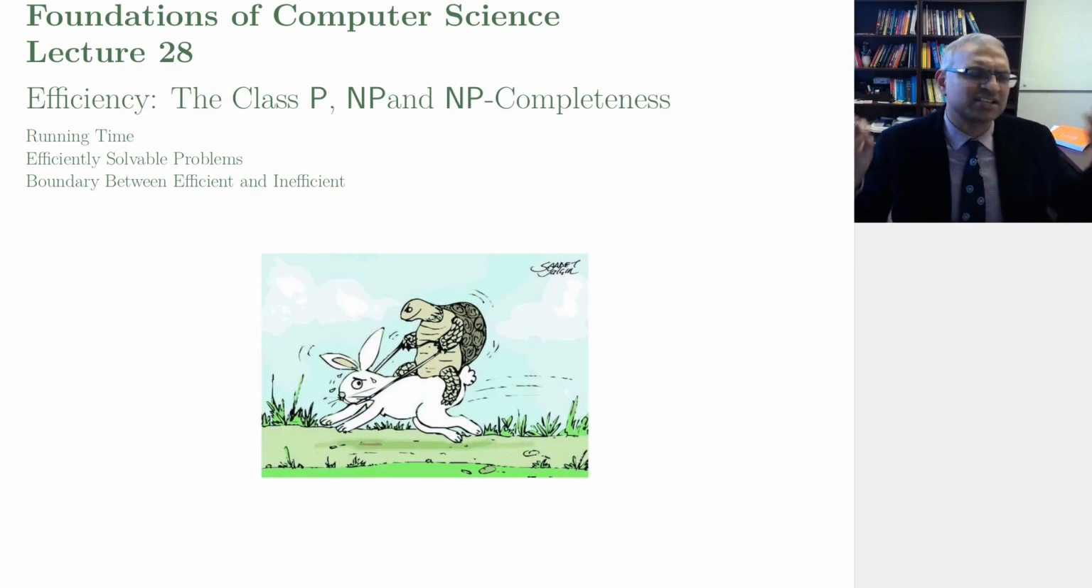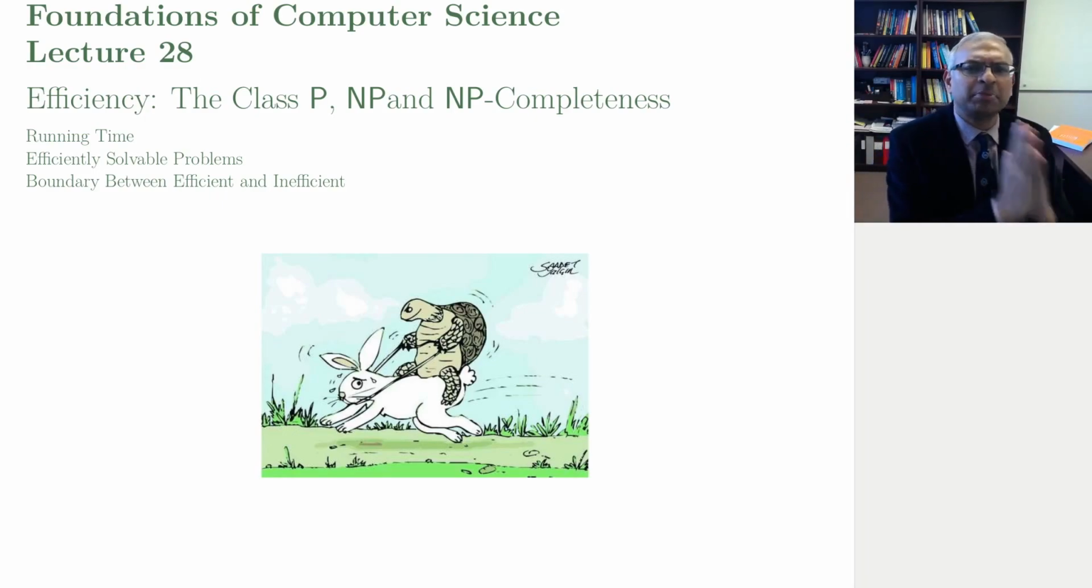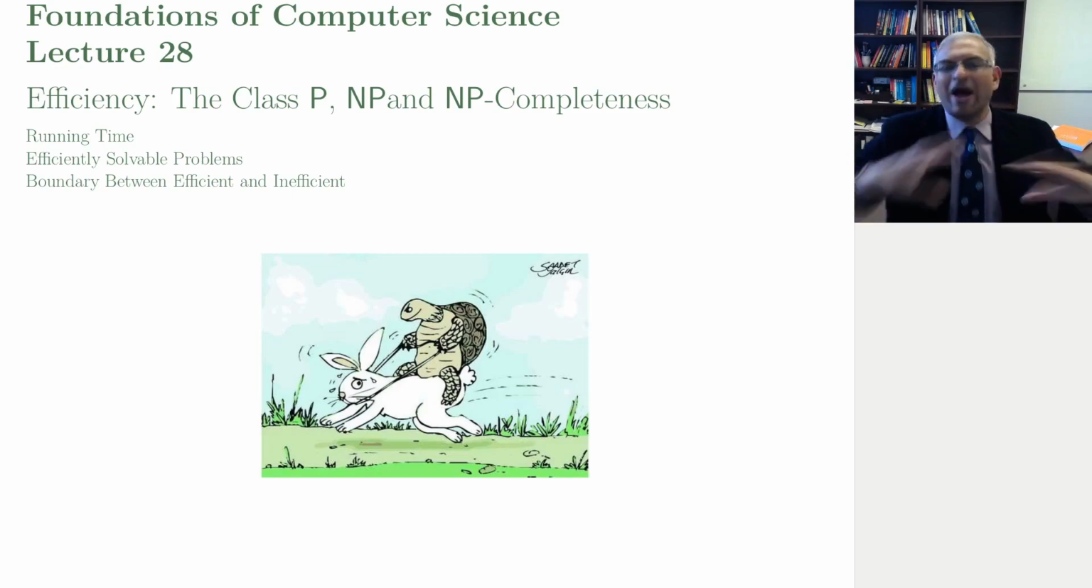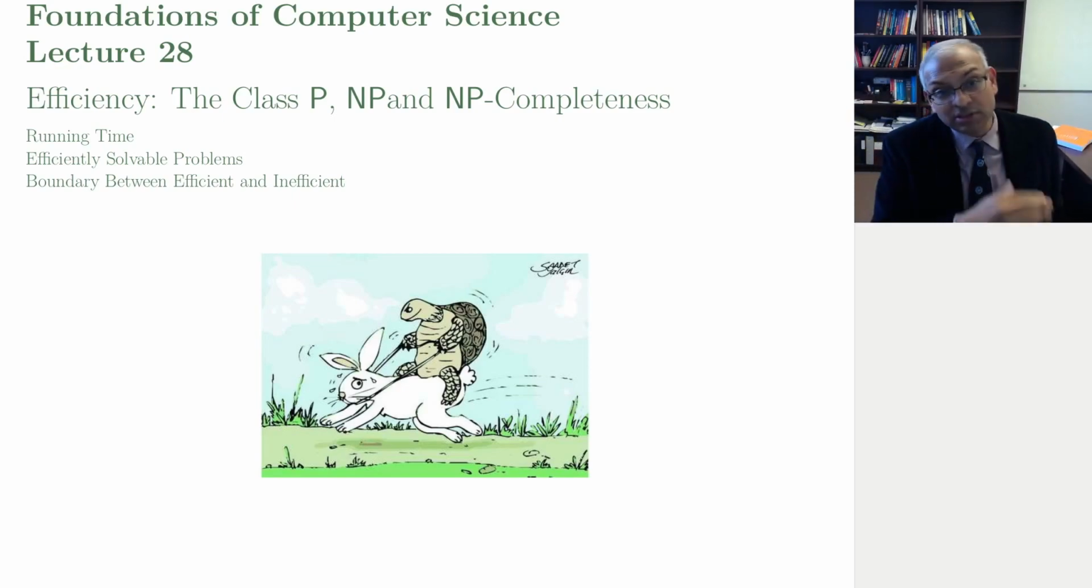Okay, so let's have some fun discussing efficiency. We're going to talk about the class P, polynomial, and the class NP, which is not non-polynomial. It stands for nondeterministic polynomial. Wow, fancy words. And then we'll touch on this famous concept called NP completeness.